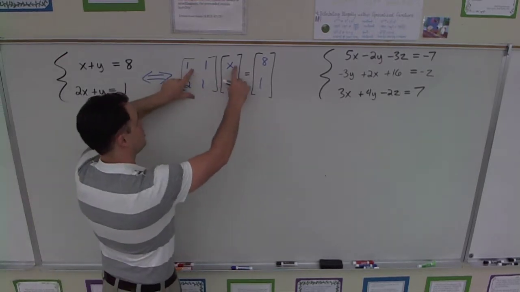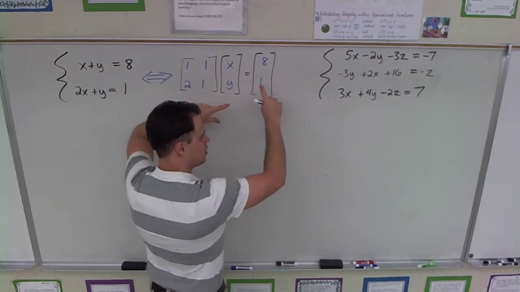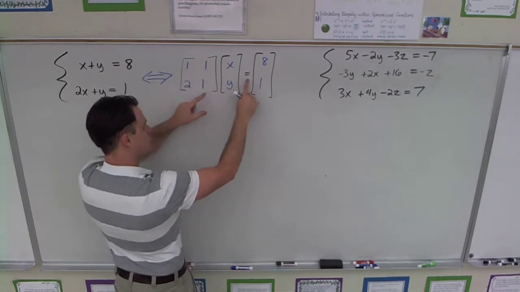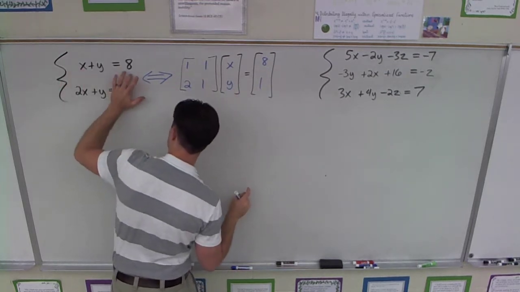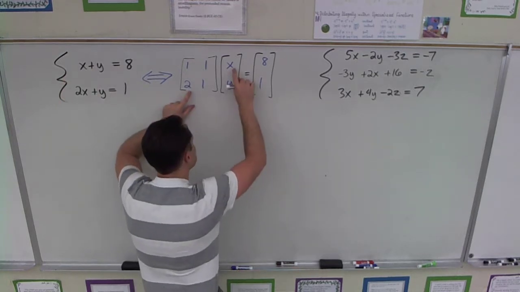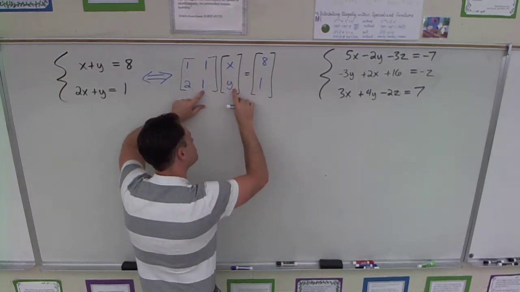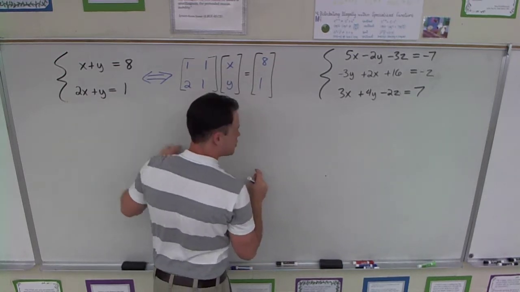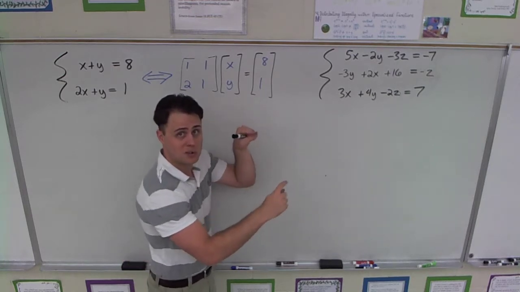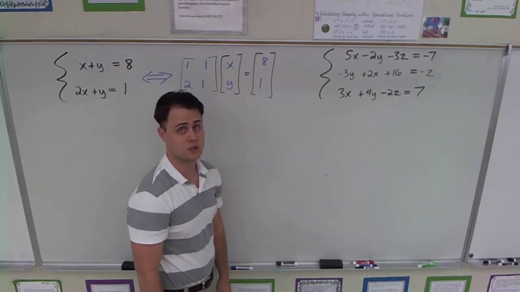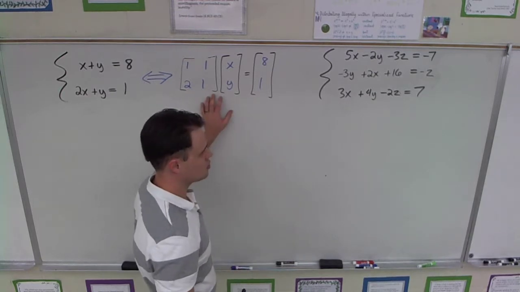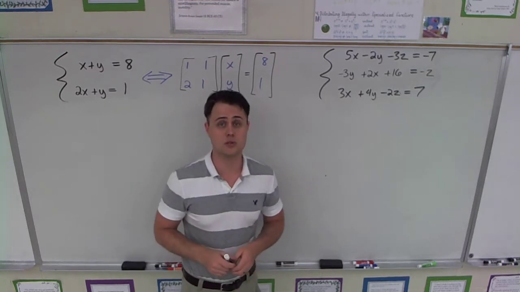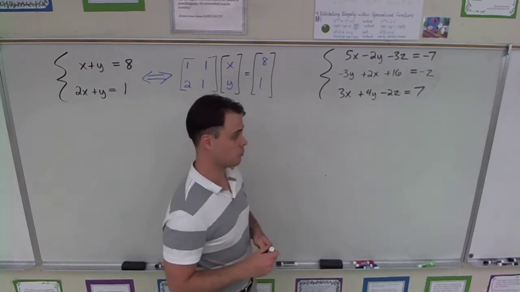I claimed that this system and this matrix equation represent exactly the same thing. Why? Think about it. Do your matrix multiplication dance. 1x plus 1y is 8. That's exactly what that says right there. 2x plus 1y equals 1. That's exactly what you have there. So it's pretty easy to see just with the matrix multiplication that these are exactly the same thing. In other words, if we can find the answer to this, it's going to be the same answer to our system of equations. So this provides us a new tool to find the solutions to systems.